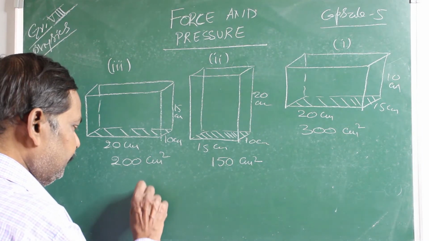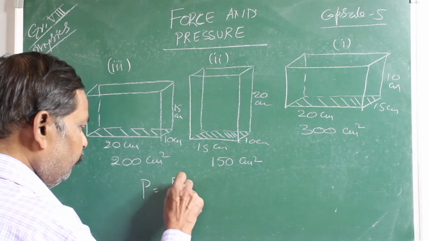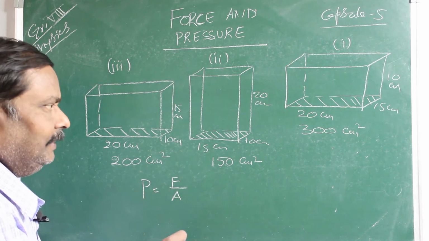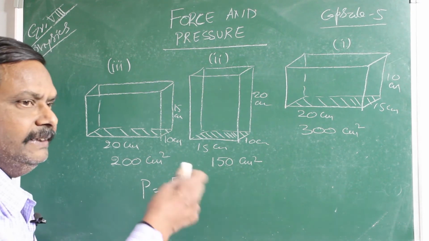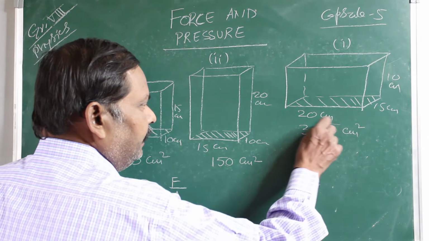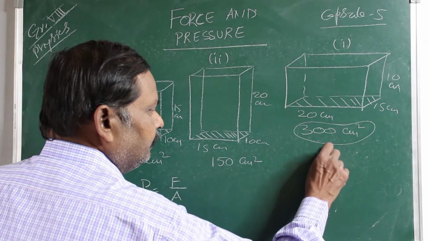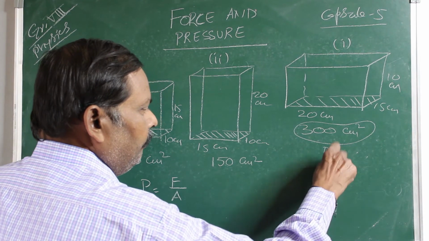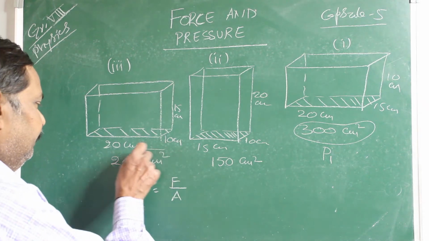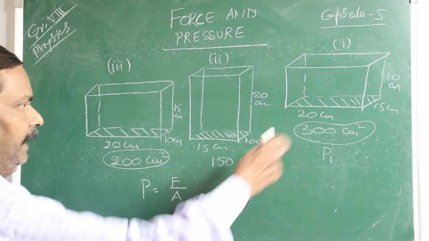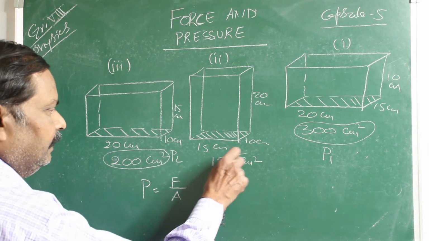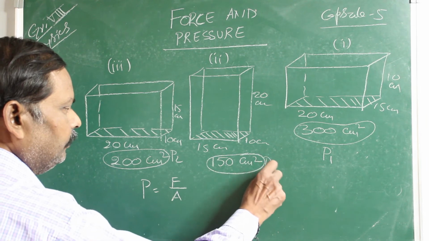So pressure is equal to force by area. Since area is in the denominator, the more the area, the less the pressure. So here the area is highest in this first situation. Say this is pressure P1, and in the third case, the next position area, this is the pressure P2. Here the pressure is P2 in this case. In this case the pressure is P3.